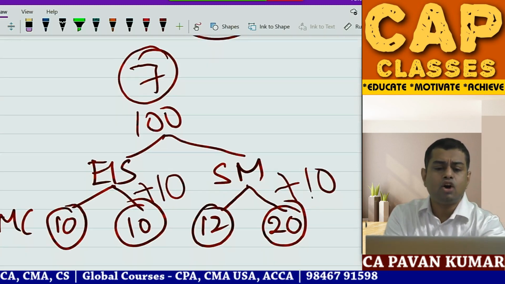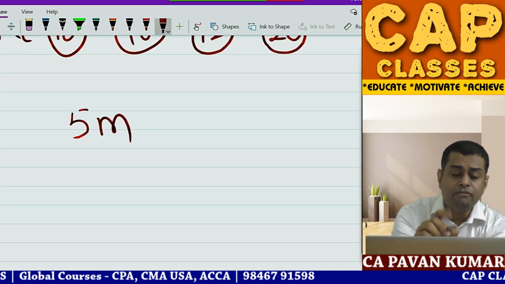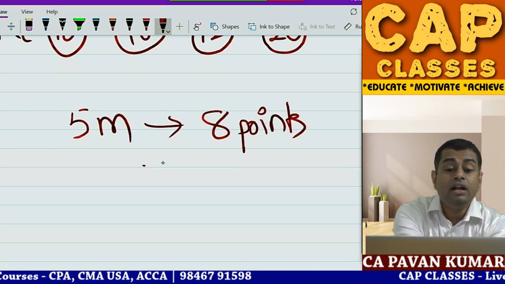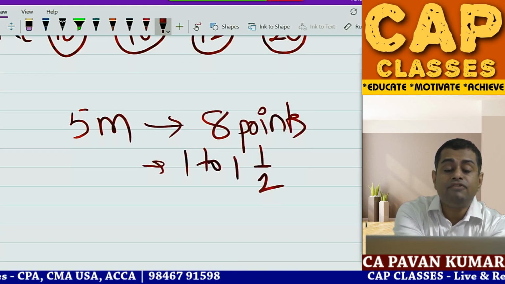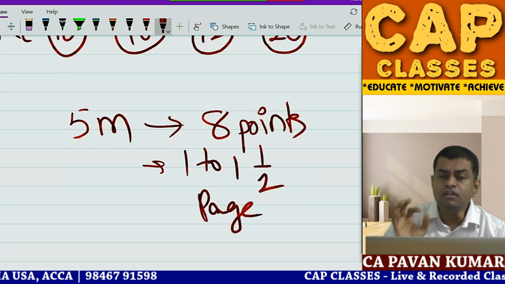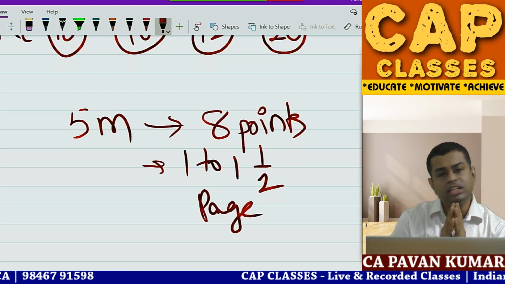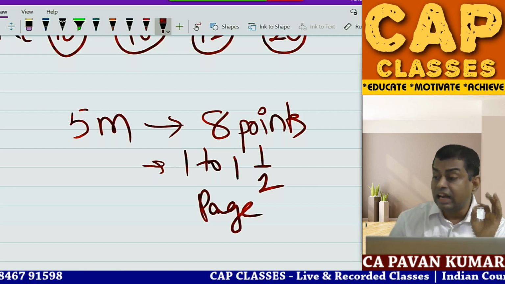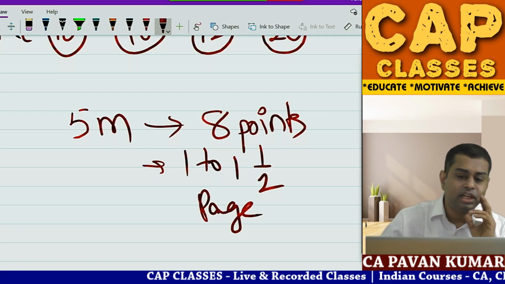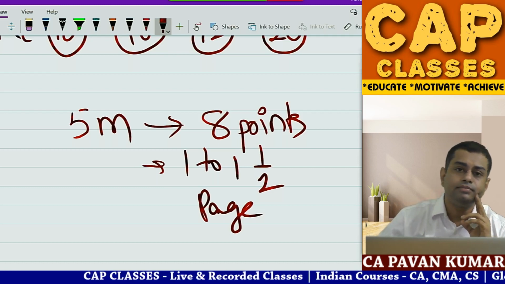And another thing, one common question everybody asks: Pawan sir, for 5 marks, how much should I write? For 5 marks, 8 points maximum, and 1 to 1.5 side of the page. That's all, enough. You don't need to write more than that. Relevant points. Focus on the quality, not on the size of your answer. Even if your answer is running into 10 pages, if there are no relevant points, they'll put 0 only.